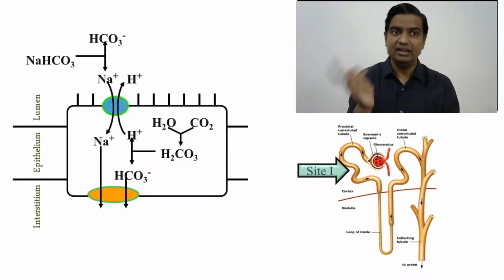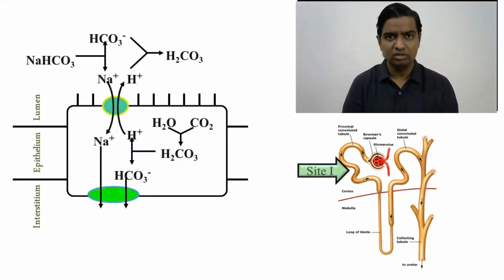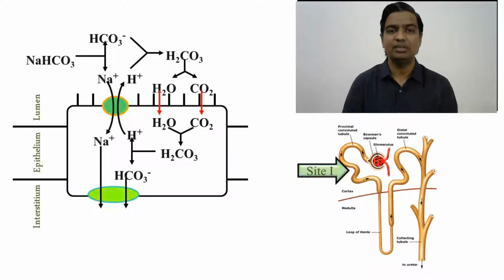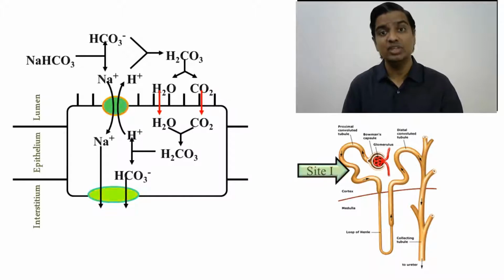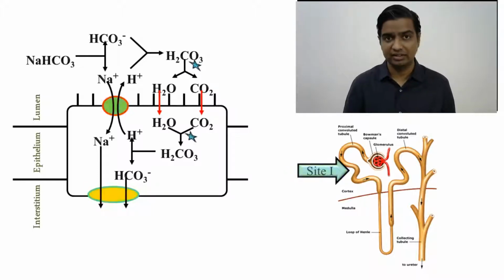But inside the lumen, this is what happens. H plus combines with the HCO3 minus ion to form H2CO3. That H2CO3 splits into H2O and CO2, and that can be reabsorbed. So you can see how NaHCO3 is reabsorbed, and that's how sodium is saved. Now this is one of the many methods which uses an enzyme called carbonic anhydrase.